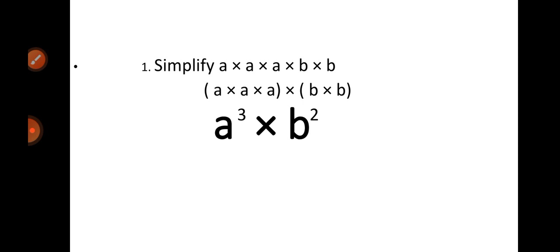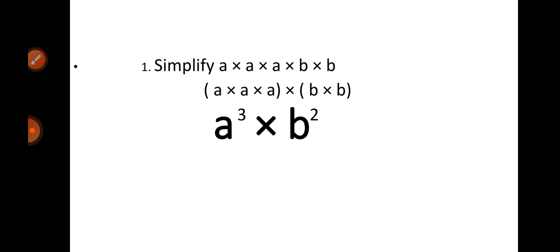So we'll say simplify a times a times a times b times b. How many a's do we have? 3 a's. Hold them together. Collect the like terms. Hold them together. Put them in the brackets. Multiply by how many b's? 2 b's in the brackets. So 3 a's means a to the power of 3 times b. There are 2, that means b to the power of 2. That is all. This is very simple.